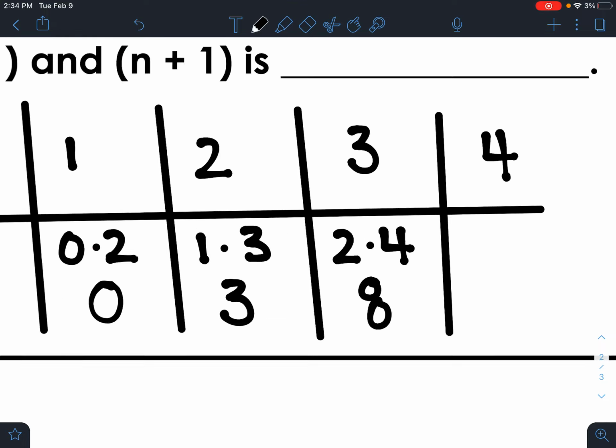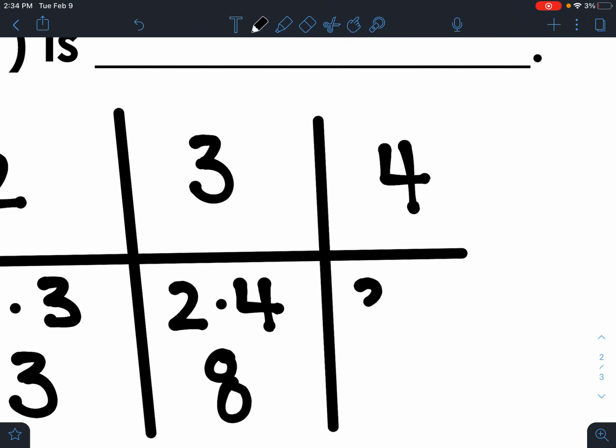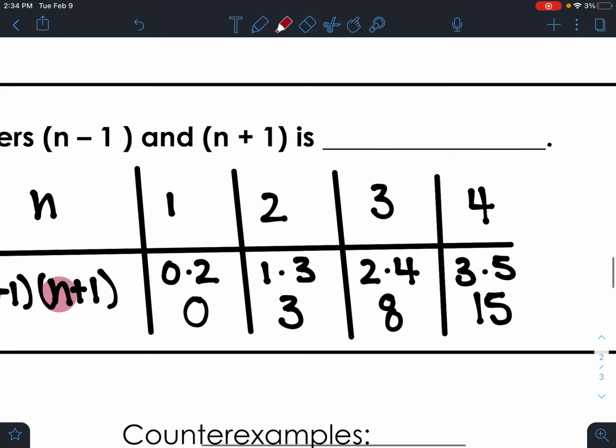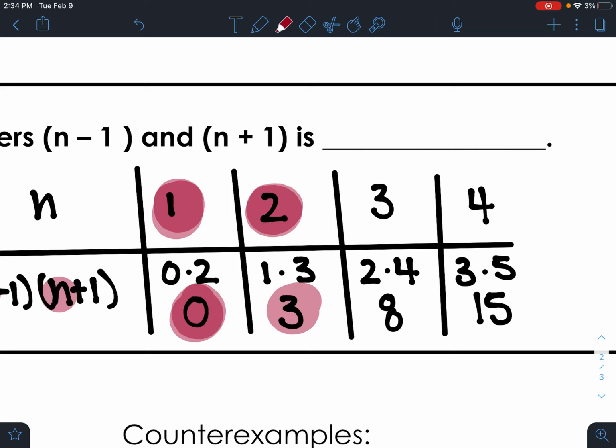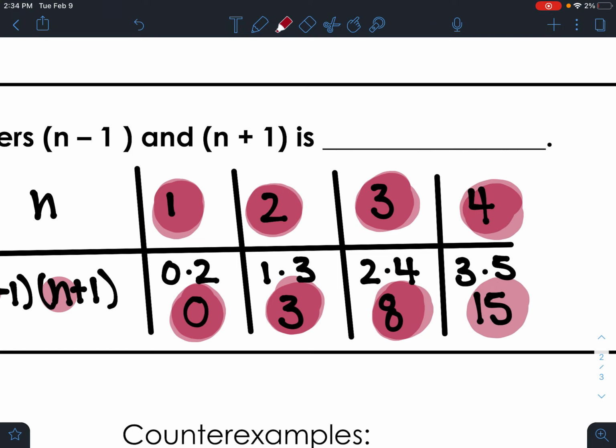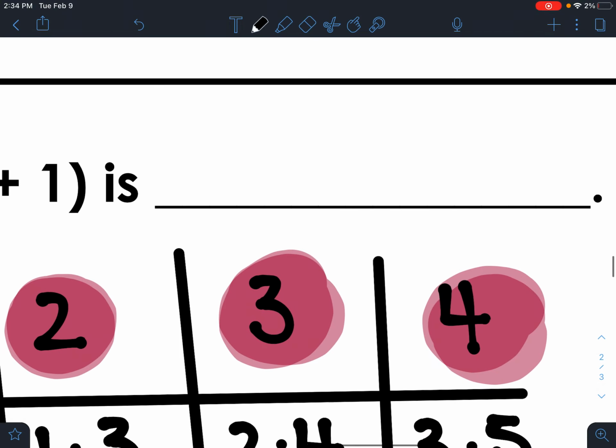Last one, let's plug in a 4. So let's do 4 minus 1, which is 3, times 4 plus 1, which is 5, and I'm going to get 15. So just like that one up above, is there a connection that you guys can see between these 2 rows? Is there any way that I can write a rule that would represent how I can go from that top row to the bottom row? And I can.